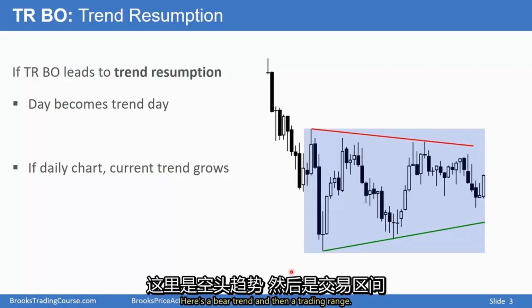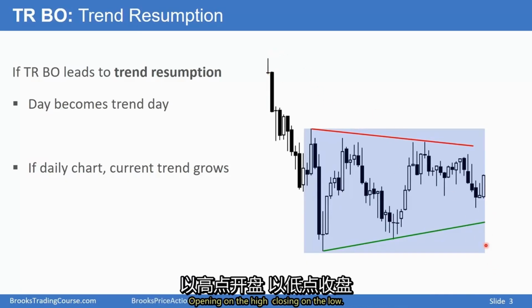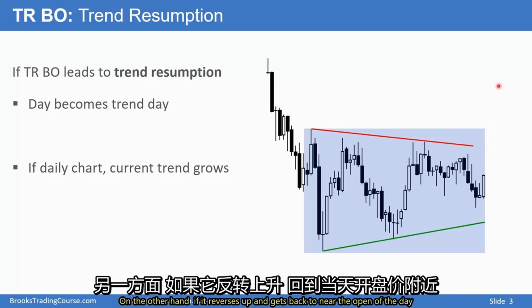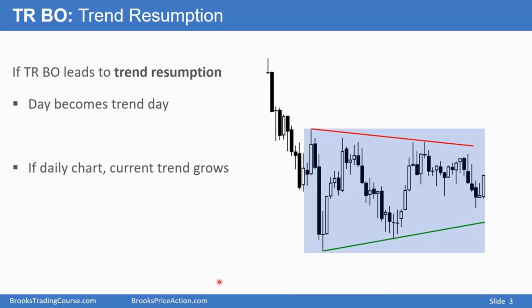Here's a bear trend and then a trading range. If the bear trend resumes down, then the day will become a bear trend day, opening on the high, closing on the low. On the other hand, if it reverses up and gets back to near the open of the day, it will be simply a trading range day.